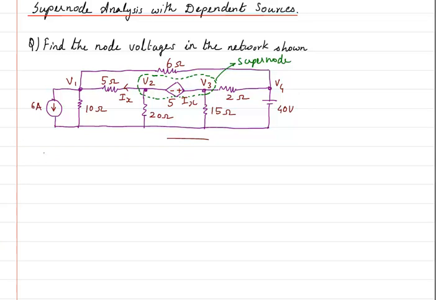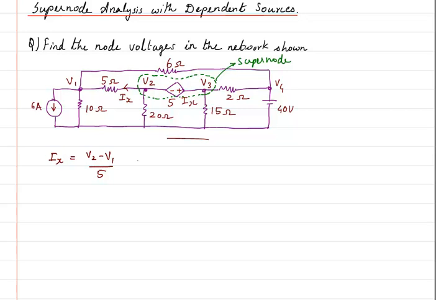First, let us solve this dependent source issue. Now, what is Ix? If you look at the direction of current, Ix is flowing from V2 to V1. This direction was given in the problem itself. So since it is flowing from V2 to V1, I will write Ix is equal to (V2 minus V1) divided by 5 ohms.